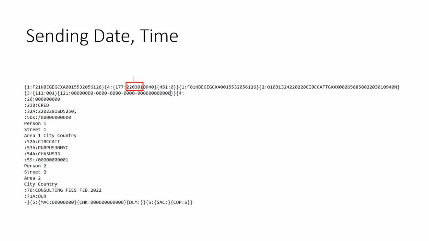Then we have the sending date and time, which is present in tag 177. It follows the format YYMMDD for the date and HHMM for the time. It is crucial to differentiate between the sending date and time present in the header of the message, as there will be other dates and times present in the body of the message, which we're going to be discussing later on in the course.